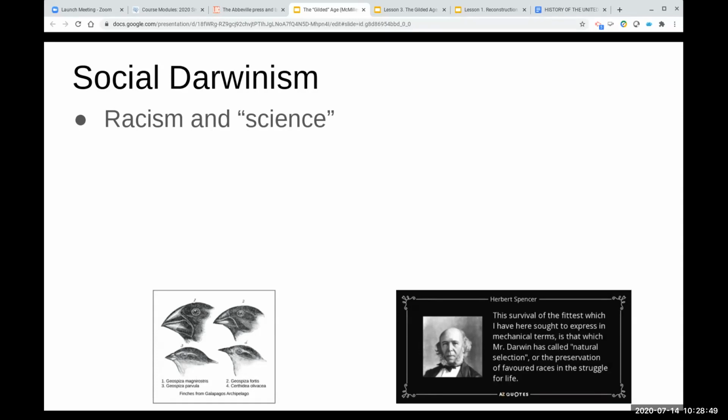Now let's look at Charles Darwin. Everybody knows Charles Darwin. You've all heard of Charles Darwin. Charles Darwin comes up with the idea of natural selection. If you see here, these are finches from the Galapagos Islands. On one island, they have a short beak. On one island, they have a fat beak. Well, this was one of Darwin's examples where he said, look, populations that are isolated over time will evolve differently.